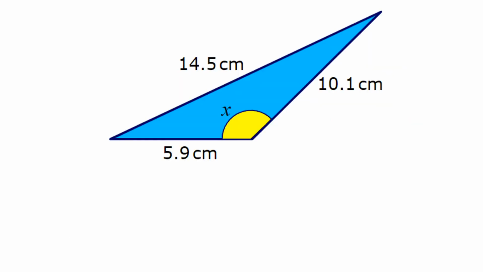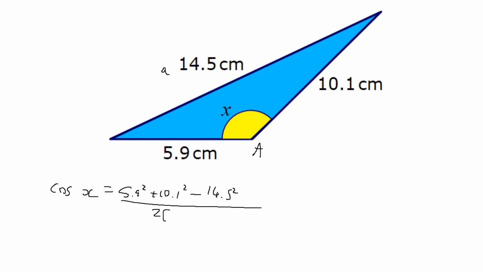What about if it's an obtuse angle? I have good news for you. If it's an obtuse angle, yesterday when I did the sine rule, I was told that we need to do 180 minus answer. We don't need to do that for the cosine rule, only when it's sine. Let's work out how to find x though. So cos x, if this is our a, then this is going to be lowercase a, is just going to be equal to 5.9 squared plus 10.1 squared minus 14.5 squared, all divided by 2 times 5.9 times 10.1. Okay?